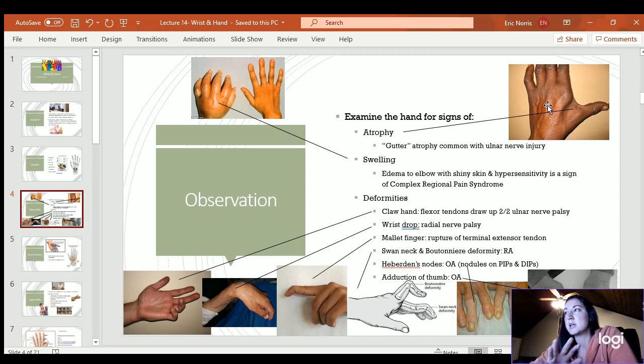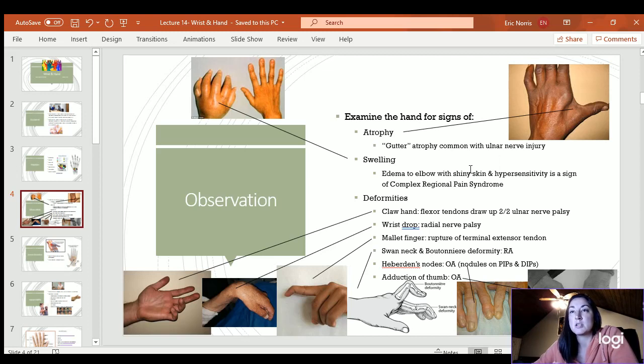Ulna's on the outside. So that's a different type of guttering. I'll have to show you a picture of that. But this is guttering in itself. This is atrophy of the hand.